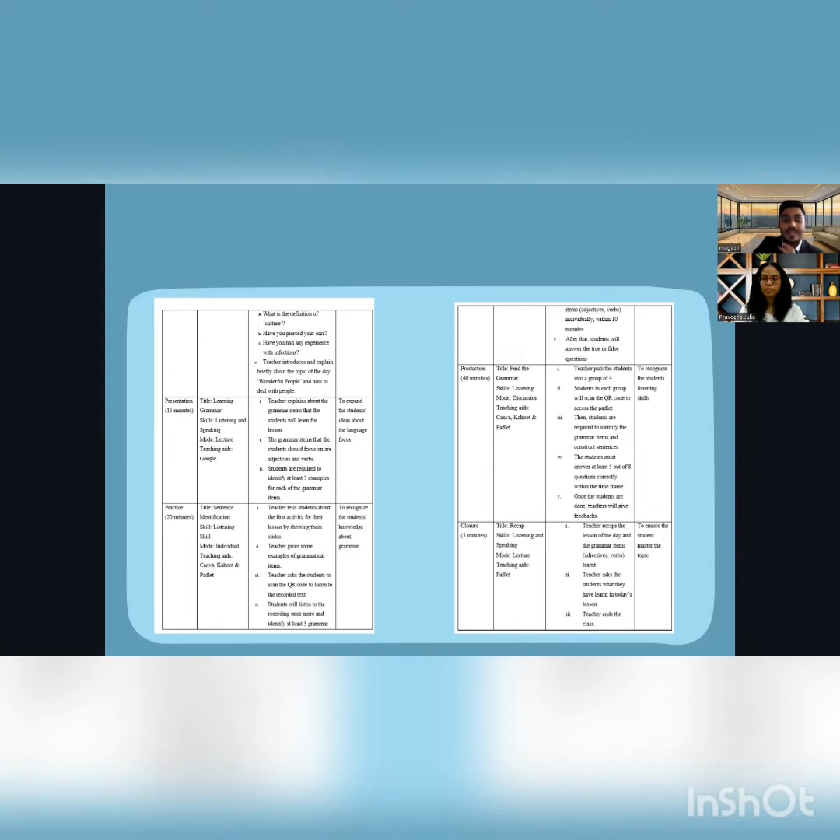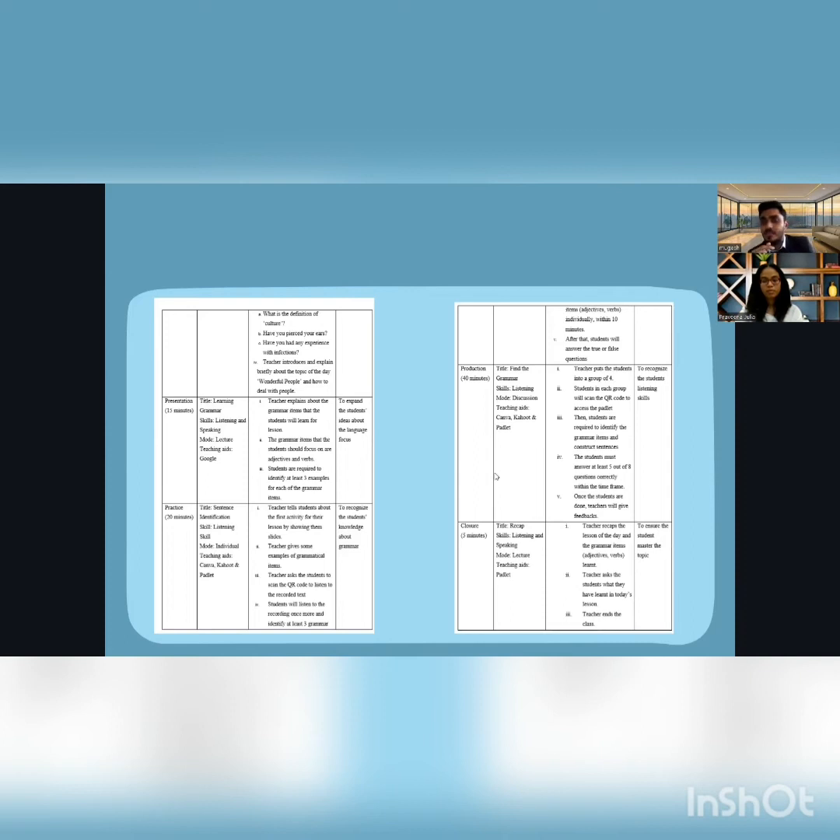Moving on to the practice stage, the title would be sentence identification, and as usual, the skill would be listening skills, and the mode will be individual this time. The teaching aids used were Canva, Kahoot, and also Padlet. For this, the teacher will tell the students about the first activity by showing them the slides, and the teacher will provide them with examples for grammatical items.